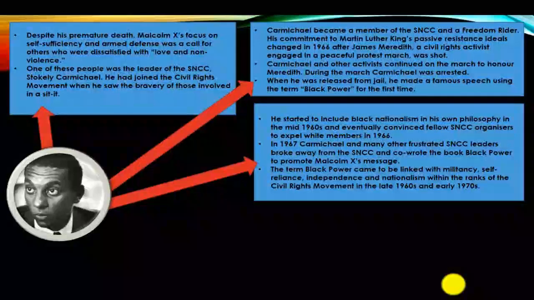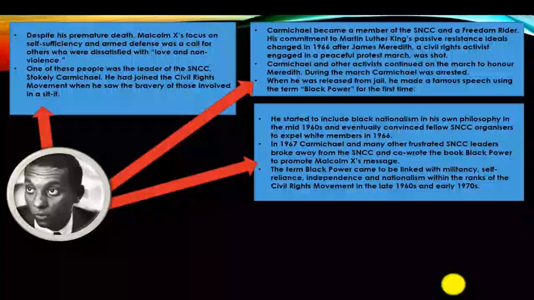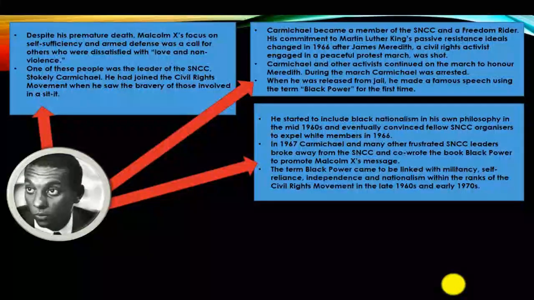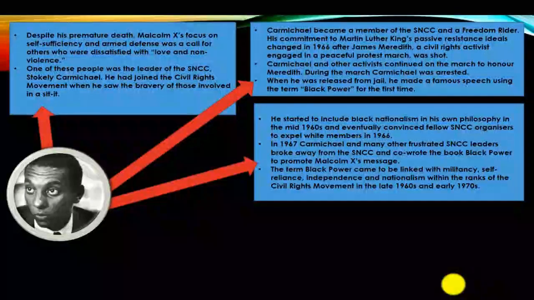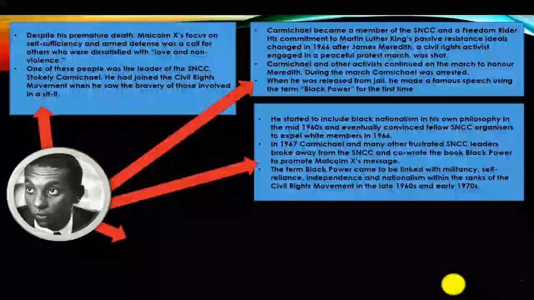Okay, he also believed in black nationalism. And he then convinced SNCC to expel white members from the organization in 1966. And in 1967, he and many others broke away from the SNCC and co-wrote the book Black Power to promote Malcolm X's message. And the term Black Power came to be linked with militancy, self-reliance, independence, and nationalism within the ranks of the civil rights movement.